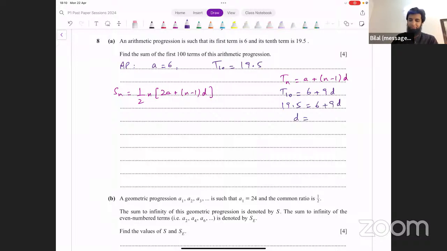What's that? 1.5, right? 3 over 2 or 1.5. That's the value of d that we're getting. Put that in that sum formula, and that gives you 1 over 2 into n, which is 100, because we're looking for the sum of the first 100 terms, into 2 times a, which is 6, plus n minus 1, that means 100 minus 1, that's 99, times the difference, that's 1.5. Put this in your calculator and see what that gives you.